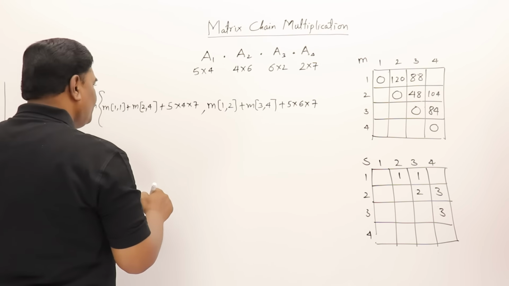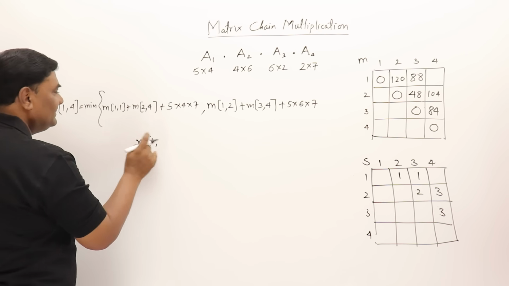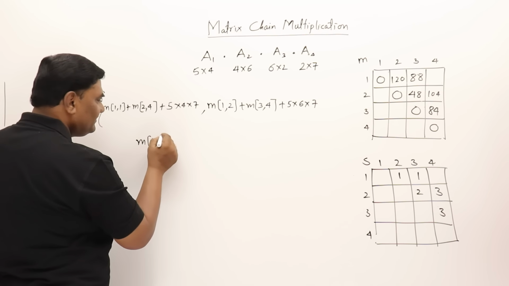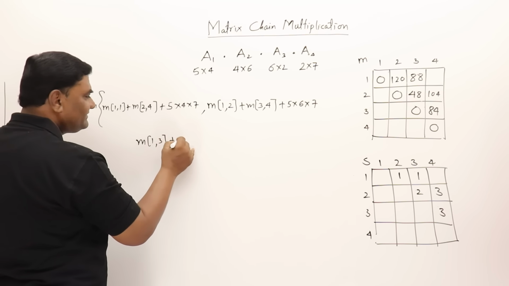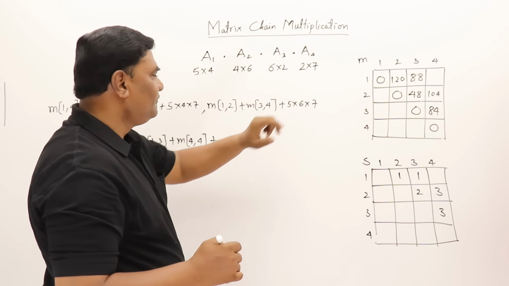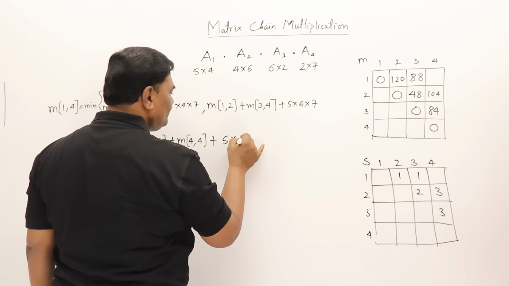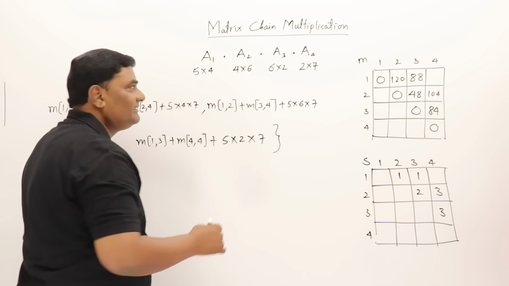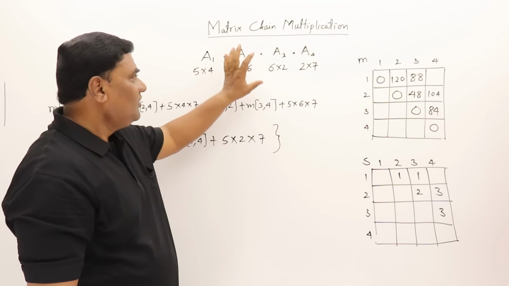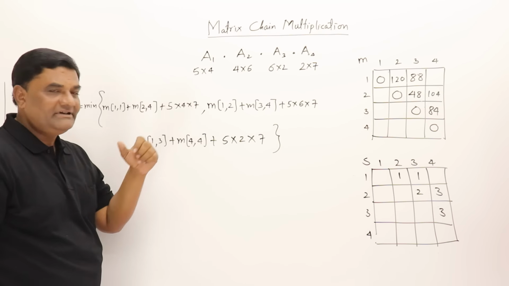Then there are two more possibilities. Here I write m of 1. See, first time 1. So this side 2. Then next is 2. Now it is 3. 1 comma 3 plus m of 4 comma 4. So 1, 2, 3 this side and 4 that side. So this is 5 into 2 into 7. That's it. So what are the possibilities I have? Only 1 this side, 3 that side, or 2 this side, 2 that side, or 3 this side and 1 that side. So all possibilities I have taken here.